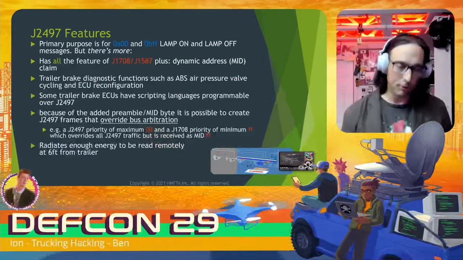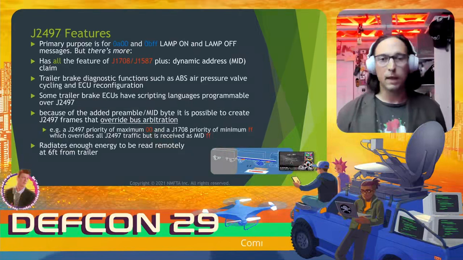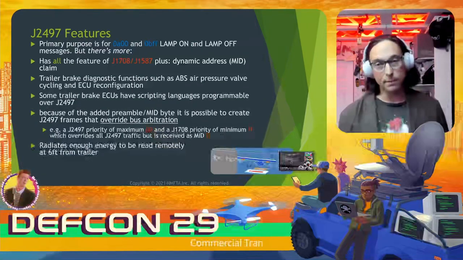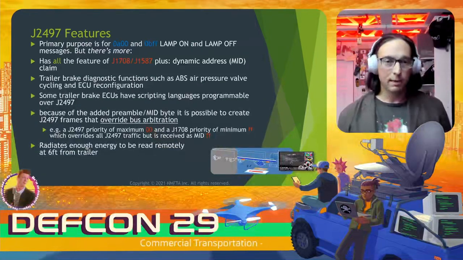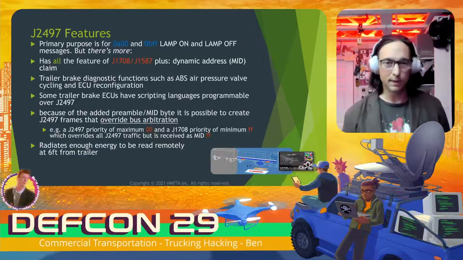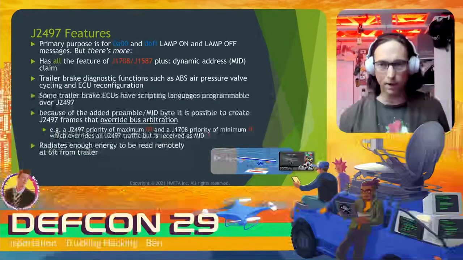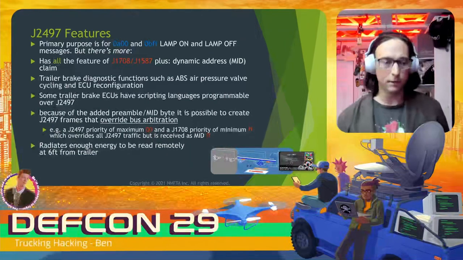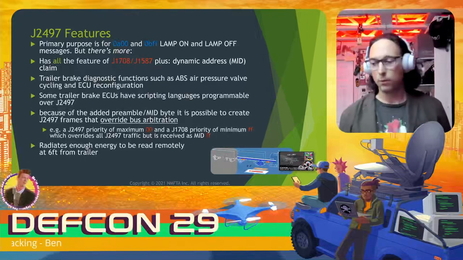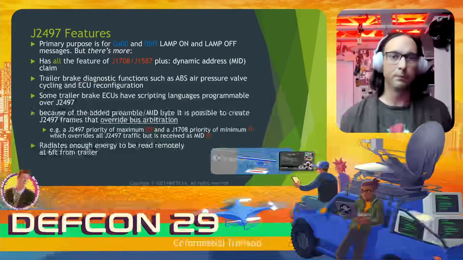You can actually create priority override frames. So for example, you can send a maximum priority 00 and a J1708 inside it as a MID double F. And that 00 frame will override the priority of all the traffic, but it's received as a MID double F. And then finally, because this is a power line carrier technology and it uses very long conductors, we have been able to receive this using SDR software from 6 feet away from the trailer.